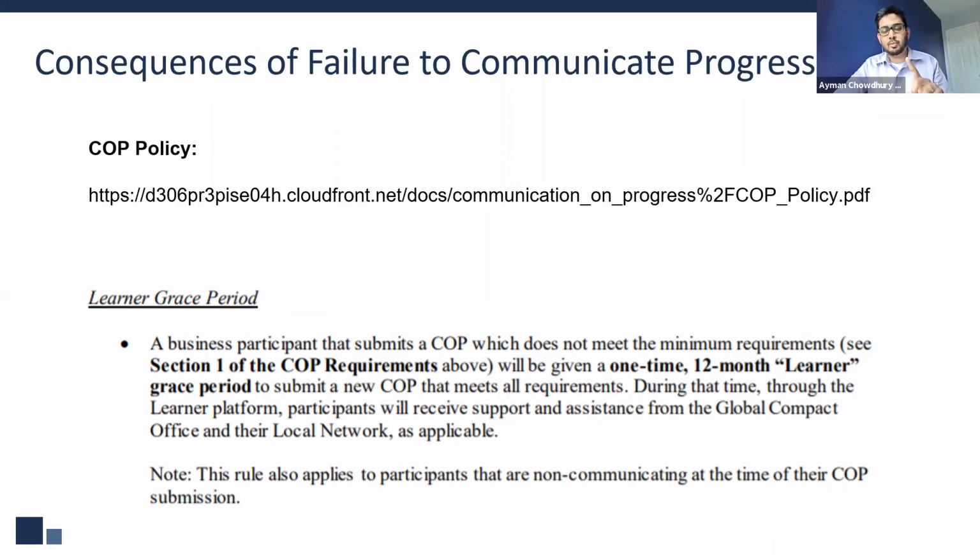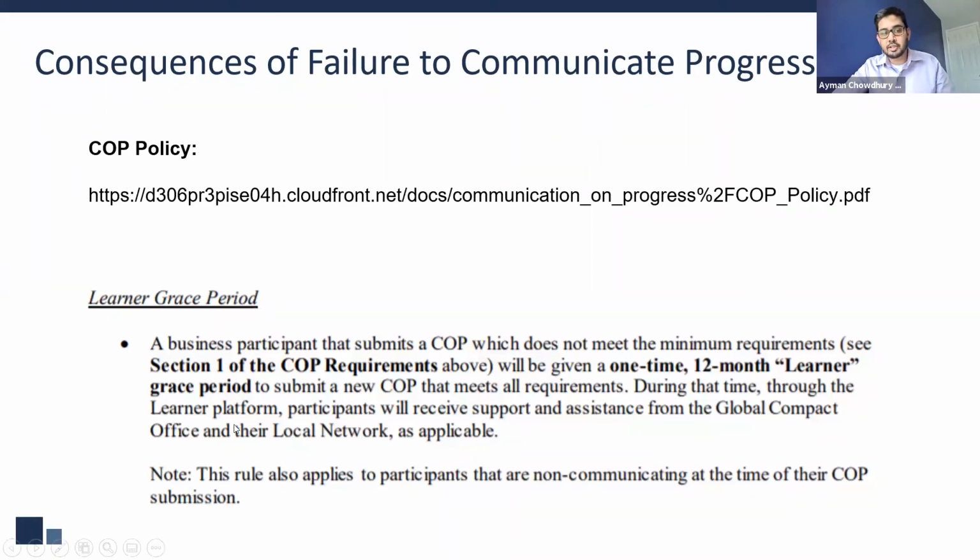But there is one chapter that I wanted to particularly highlight in this presentation. It's about that learner grace period. So what is the policy around that? As I've mentioned, you will be given a one-time 12-month learner grace period to submit a new COP that meets all requirements. So remember, you have to meet all three requirements: a letter from your CEO, commitment on all those four pillars, and measure outcomes. In case you're unable to fulfill any of those commitments, you have 1 year, the first year of your joining, and next year you have to submit, you have to check mark on all, otherwise your organization status is going to be non-communicating.